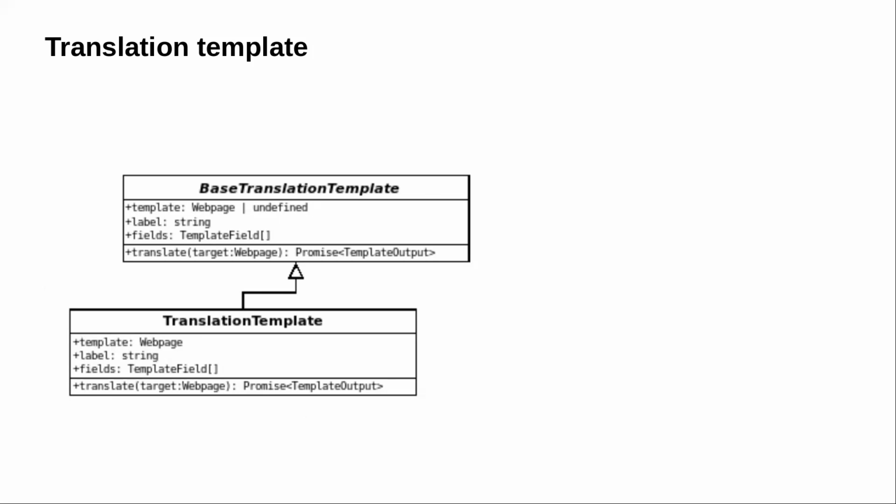We currently don't have any use for this, but we will in the future because some selection steps will depend on the translation template, but it's not something implemented yet. It has a label, which is a fancy name for that template. And it has a fields object, which is simply an array of template fields, the object that we saw in the previous slide. And again, it also has a translate method, but if you give it a target web page, it's going to return, in this case, a template output.